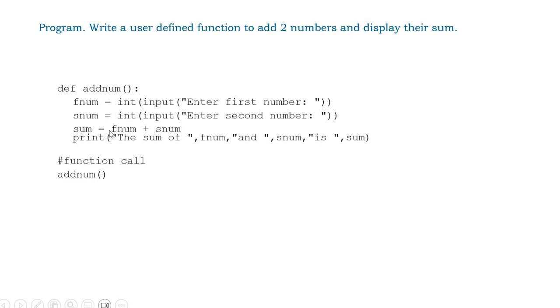Then sum is a variable that will be holding what? fnum plus snum. So in sum, you add and store, and then the print function prints "the sum of fnum and snum is" followed by the value of the variable sum. So this will be the body of the function add num, and this is the complete definition and implementation of this function.